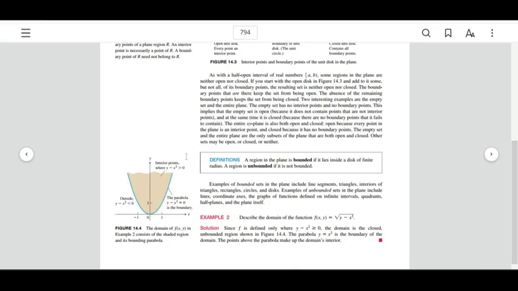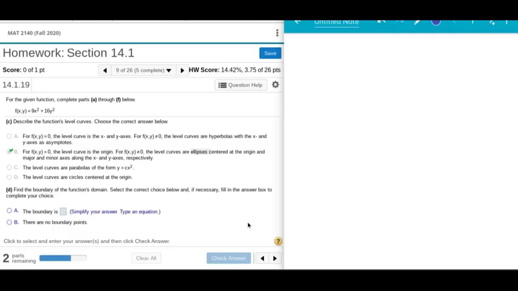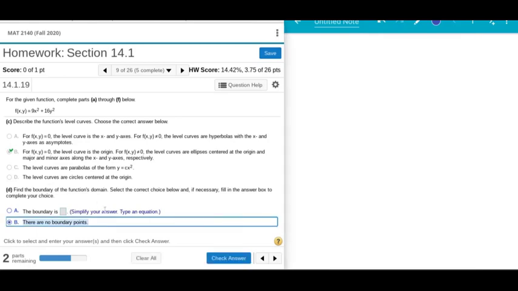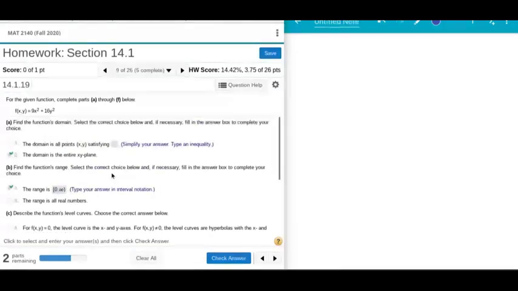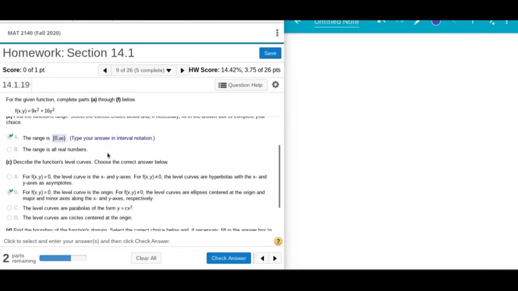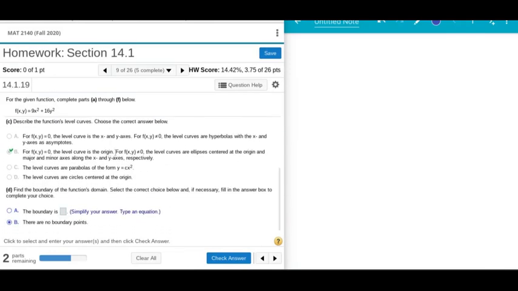If you can enclose your region in a circle, then it's considered bounded. Otherwise, it's considered unbounded. So taking a look back at our homework here, find the boundary of the function's domain. So the domain, if we come back right here, the domain was the entire xy plane. So the boundary of it, well, it's all numbers for x and all numbers for y. So there's actually no boundary points in this one.